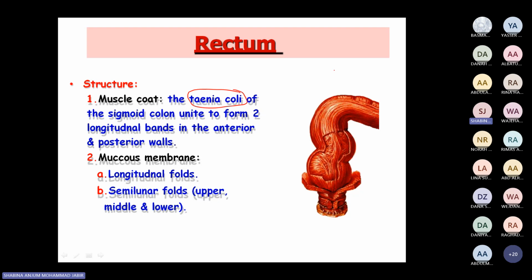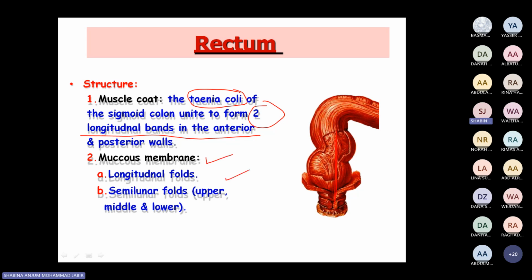In the rectum, these longitudinal muscle bands will not be three. Now it will become only two. So you will not call them tinea coli. They are called two longitudinal bands which will be present anteriorly and posteriorly. So you will have the anterior band and the posterior band. Okay. So in the mucous membrane, you will get the longitudinal folds and semilunar folds.